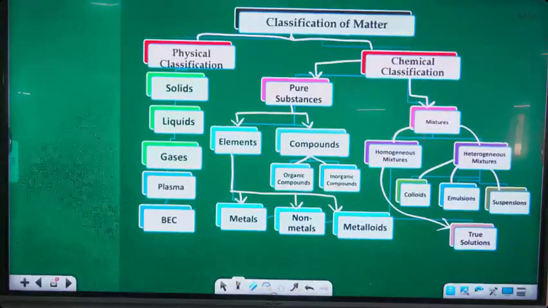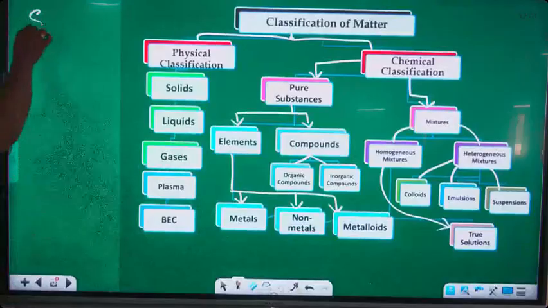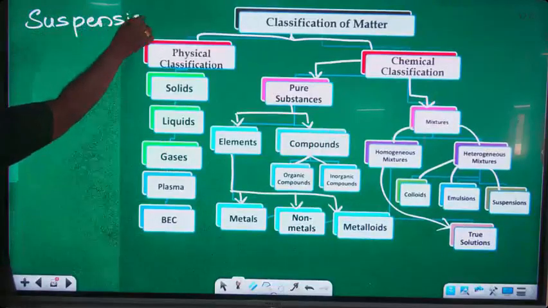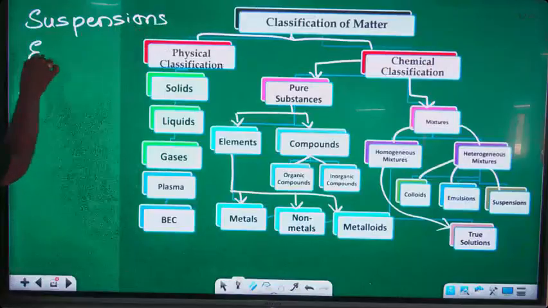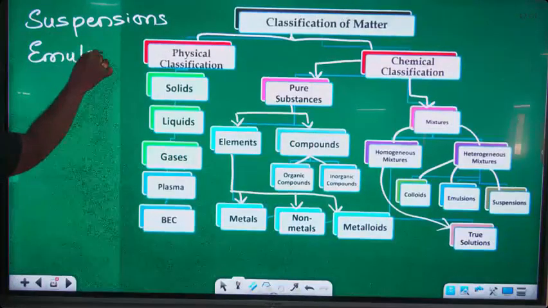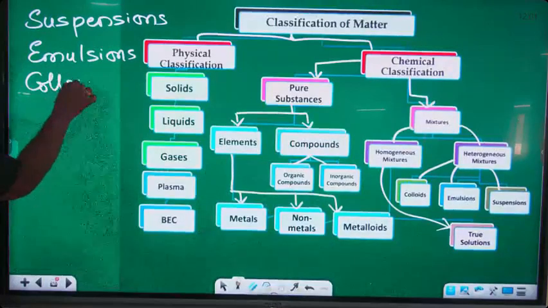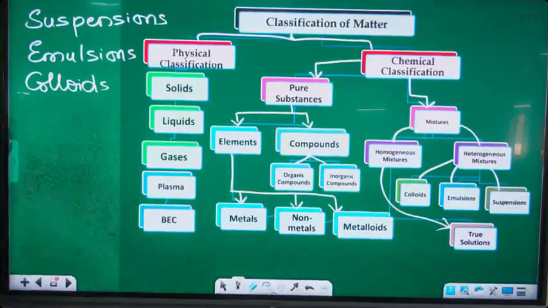Heterogeneous mixture law. So I'll write those terms here. One is suspension, the other one emulsions, and the other one colloids. So all the terms are the old terms that you have already heard about. Suspensions, emulsions, and colloids. We find those in the case of heterogeneous mixtures.